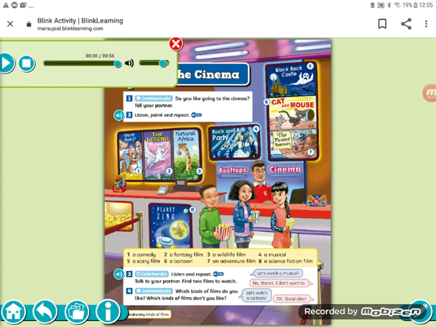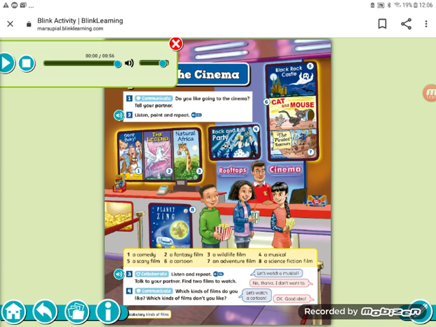Okay, very good. Y ahora sí que vais a copiar. ¿Vale? Vais a copiar las palabras del vocabulario del cuadrito, las 8. Y podéis hacer dos cosas, o bien poner al lado de cada palabra el significado en español o hacéis un dibujo. For example, a comedy. You can write comedia or draw a picture o hacéis un dibujo, lo que queráis vosotros. Number 2, a fantasy film. Una película de fantasía o you draw a fantasy film o dibujáis una película de fantasía. 3. A wildlife film. Una película de vida salvaje. You draw a wildlife film o you write una película de la vida salvaje.